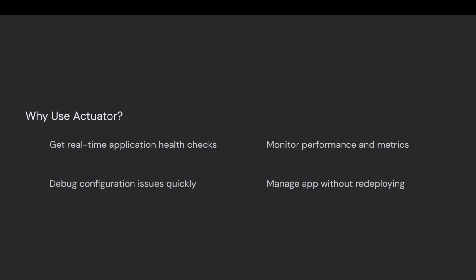So why use Actuator in a Spring Boot project? Like what is the importance of using this Actuator? So first, it will give you a real-time application health check. You can monitor the performance of your application with the help of metrics given by these Actuator endpoints. It also helps in debugging configuration issues quickly, and you can manage your application without redeploying. So these are a few key areas which become important in your application, which can be resolved with the help of Actuator.